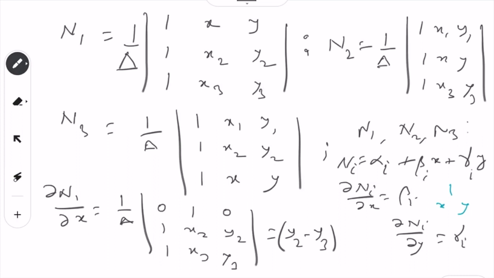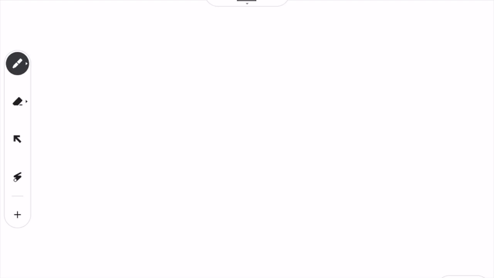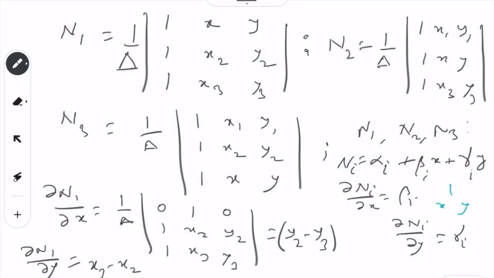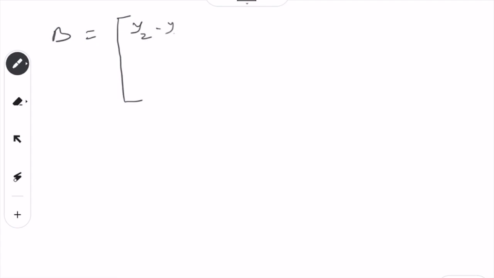Hence, we can extend further. Similarly, del N1 over del y, what do you get? You will get simply x3 minus x2. Okay, so we can expand that and write the whole B matrix. B will be equal to simply, a 2 by 3 matrix, so the first one we get y2 minus y3, and here we get x3 minus x2.